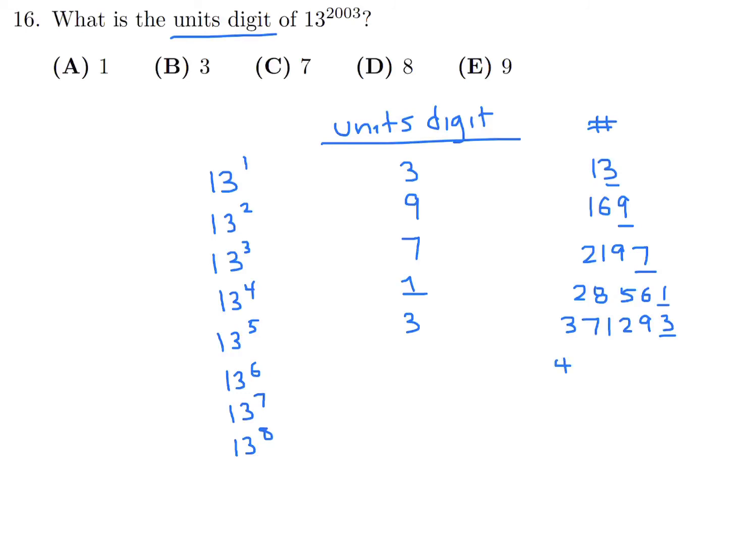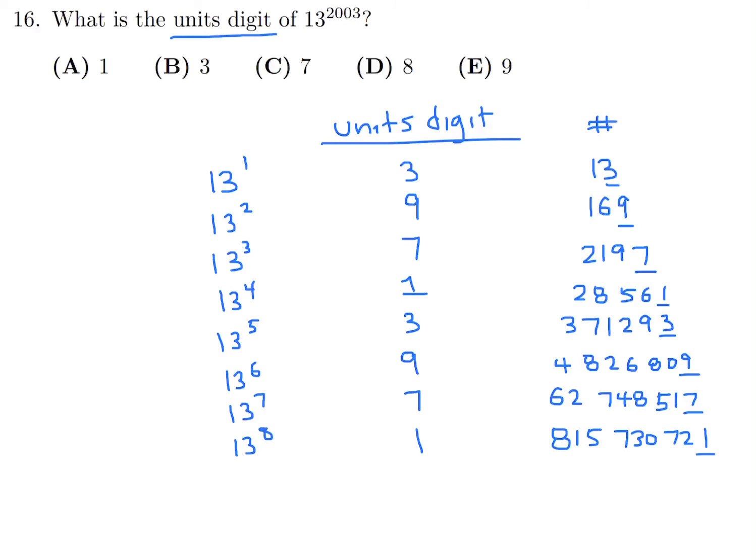4, 8, 2, 6, 8, 0, 9. Units digit is 9. 6, 2, 7, 4, 8, 5, 1, 7. Units digit is 7. And finally, 8, 1, 5. Big long number, 7, 3, 0, 7, 2, 1. Units digit is 1. Do you see a pattern?